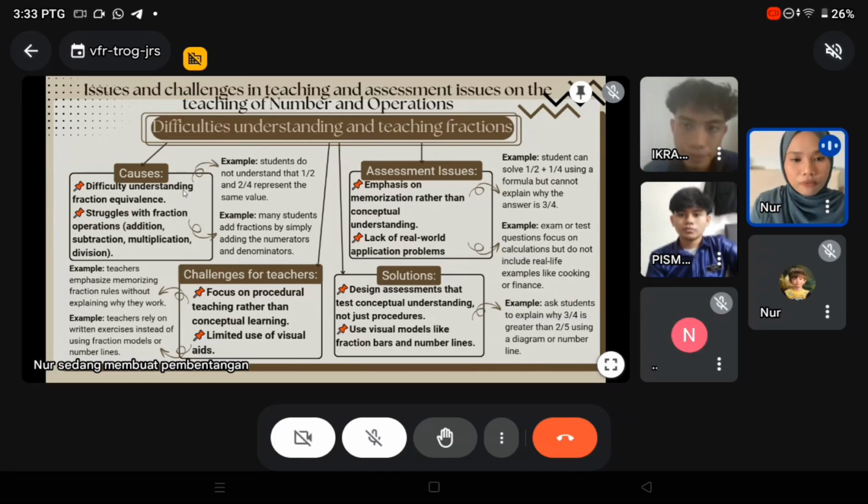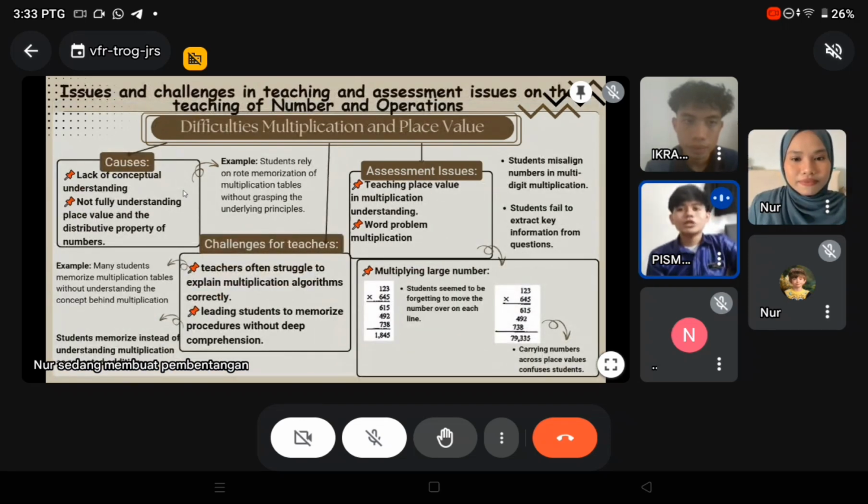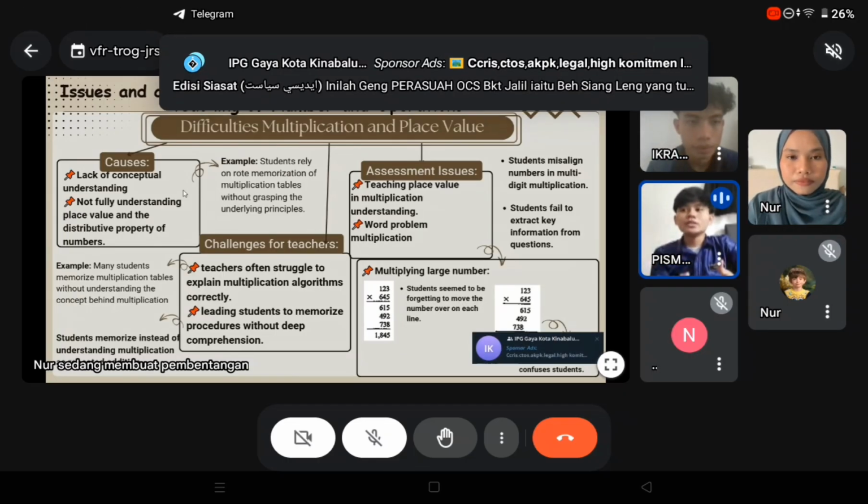That's all from me. We move to the second issue, which will be presented by Muhammad Yasin. Okay, right. So, for me, the issues and challenges in teaching and assessment on the teaching of number and operation that I referred to in several articles are difficulties in multiplication and also place value.